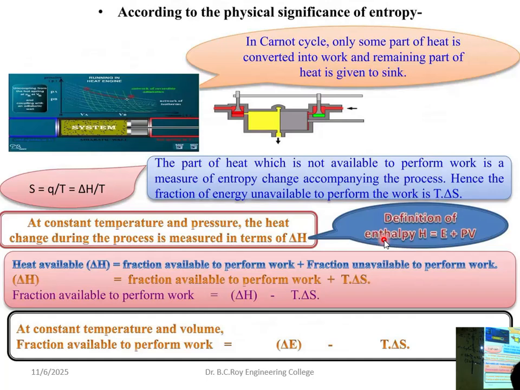Now S is absolute entropy. K is the Boltzmann constant, R by N0. What is R? Absolute gas constant. N0 is the Avogadro number. So R by N0 is called the Boltzmann constant. And capital W is the thermodynamic probability.